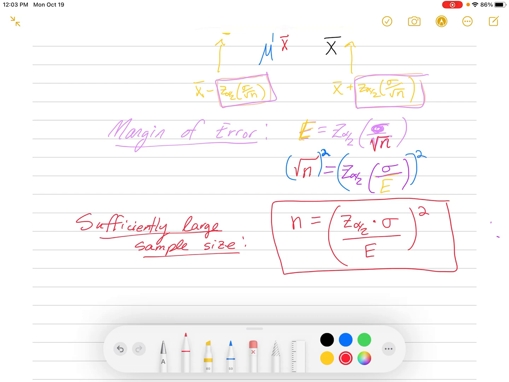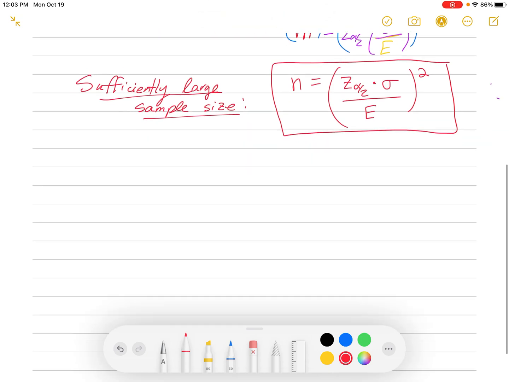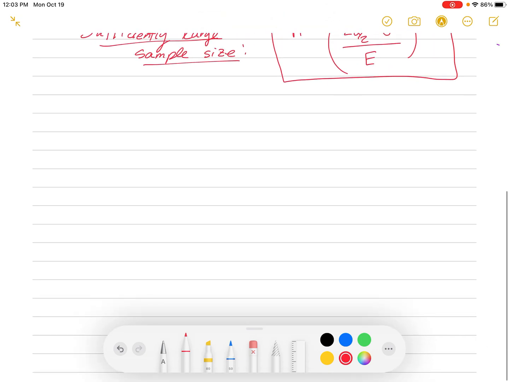So you want to use that formula for finding the sample size that's necessary to estimate something within a certain margin of error. So let's do some problems using that formula. Number 1. Exercise.